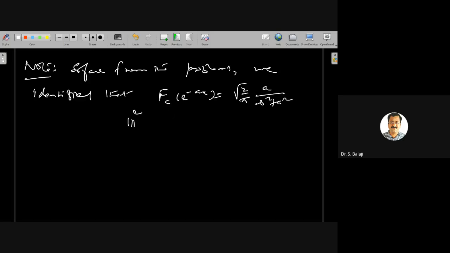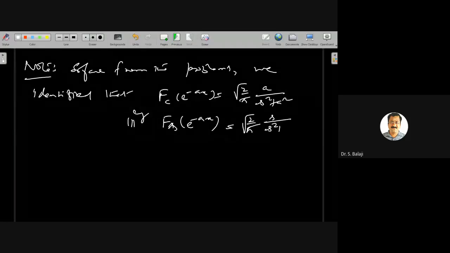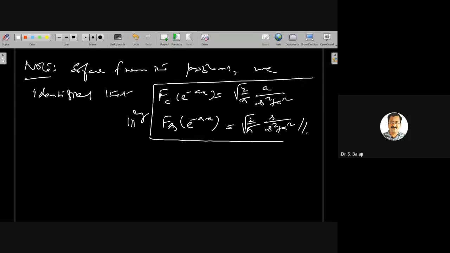Similarly, in the first problem we identified that the Fourier sine transform of e power minus ax is equal to root of 2 pi, s by s square plus a square. These things you can remember easily: the Fourier cosine transform of e power minus ax, and the Fourier sine transform of e power minus ax, are like this.